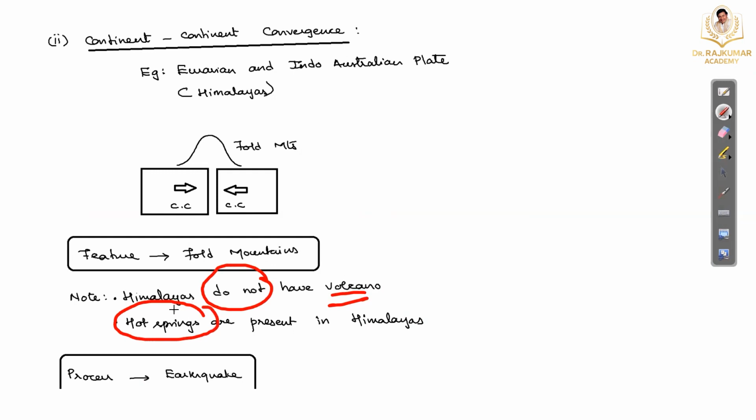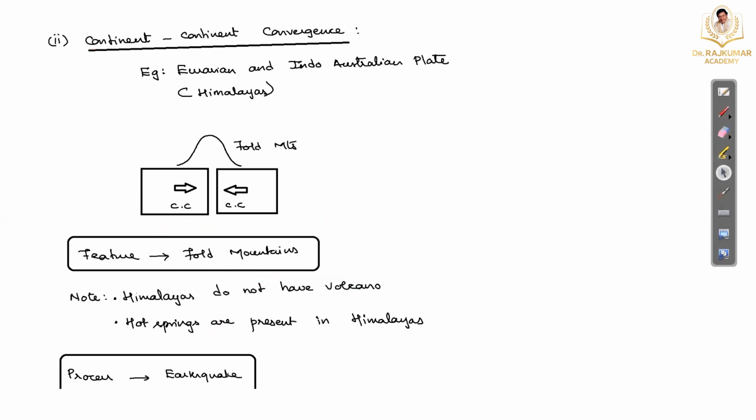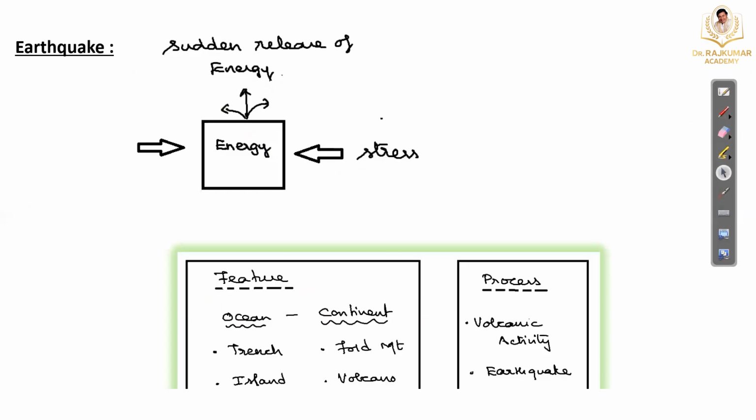Hot spring. Okay. So when I talk about the features, my dear friends, what is the only feature I have in the Himalayas? Sorry. What is the only feature I have along this continent-continent convergence? Cold mountain. And the classical example of this cold mountain is what? Himalayas. See here, we have consolidated this table. Okay. Whenever ocean and continent go for a convergence, what are the features I'll be having? Now I am talking about what type of convergence?